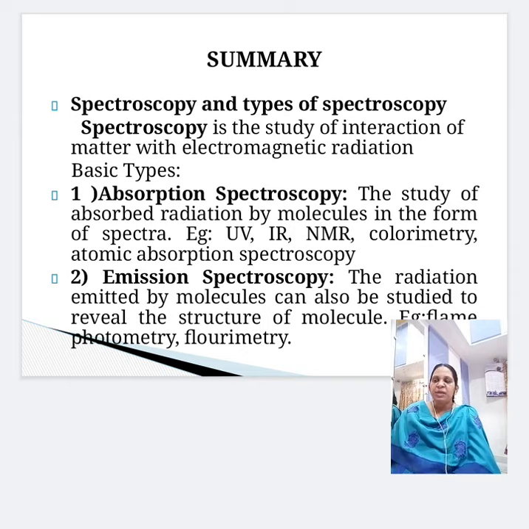Then absorption spectroscopy is the study of radiation absorbed by the molecules in the form of spectra. Examples are UV, IR, NMR, colorimetry, and atomic absorption spectroscopy. So we have studied the different types of spectroscopy. They all come under absorption spectroscopy: ultraviolet, infrared, NMR, and atomic absorption spectroscopy.